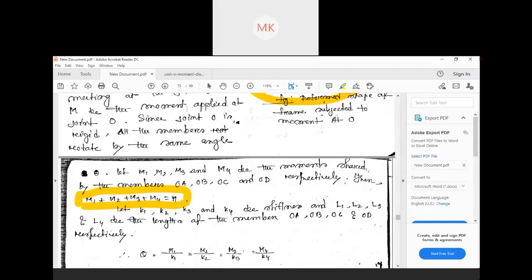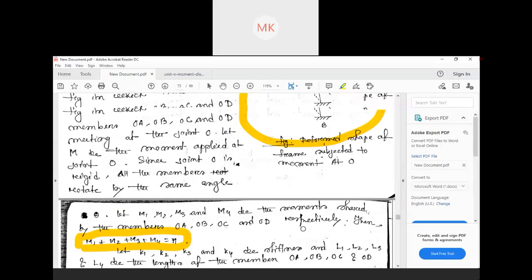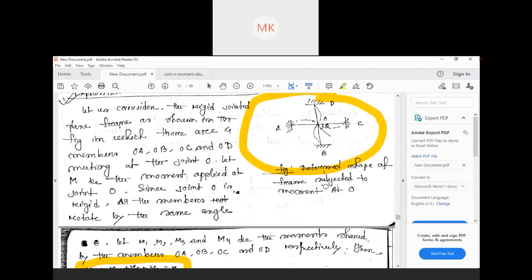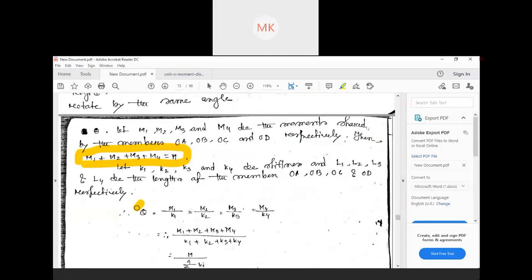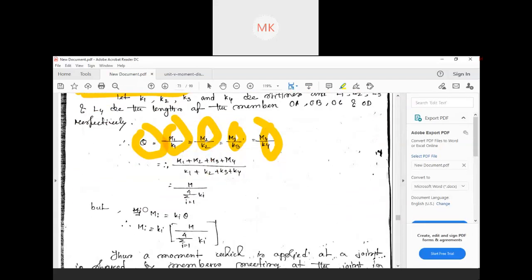So let K1, K2, K3 and K4 be the stiffness, and L1, L2, L3 and L4 be the lengths of these members OA, OB, OC and OD. So our theta will be given by M1 by K1, M2 by K2, M3 by K3 and M4 by K4 for every member. If we sum this up, we finally get a value of this.